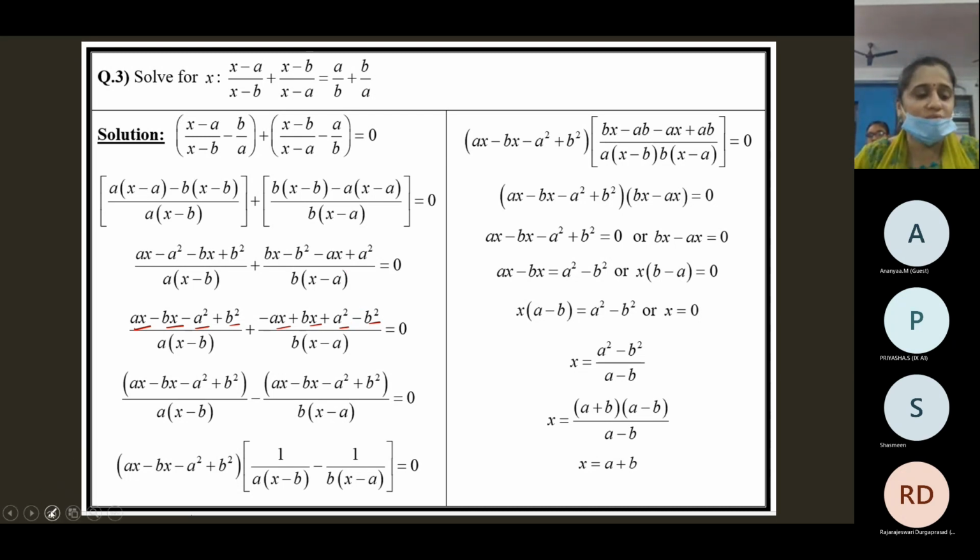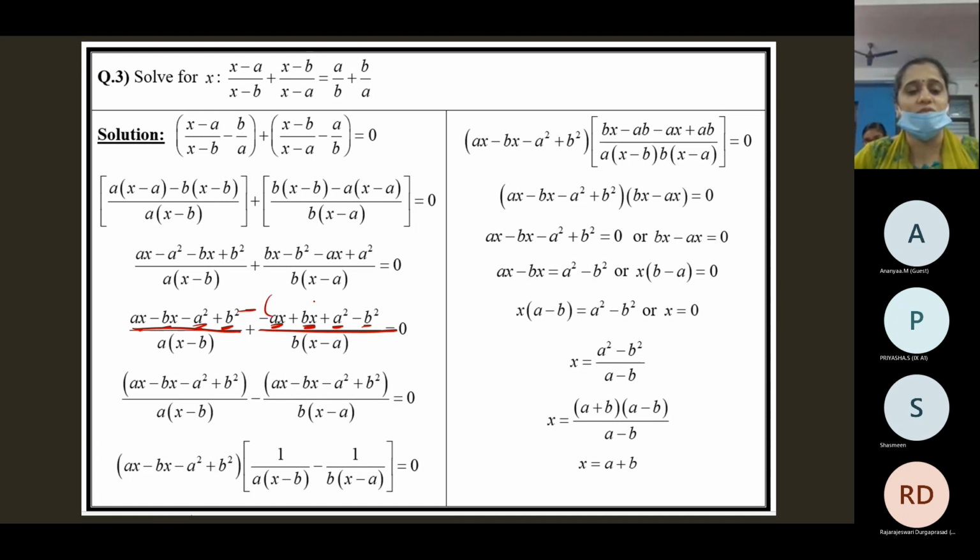So now you see that the terms are the same, except for the difference in the signs. So what you actually see is they have the opposite signs. See here, this is plus ax, this is minus ax. This is minus bx, this is plus bx. This is minus a square, this is plus a square. This is plus b square, this is minus b square. Exactly the opposite.